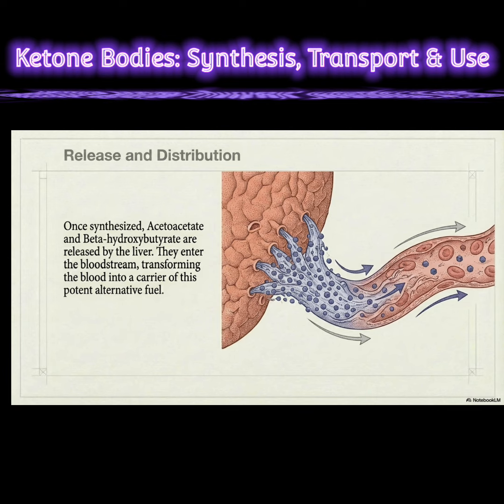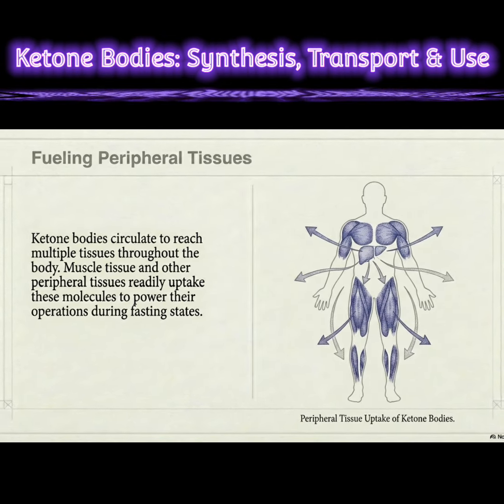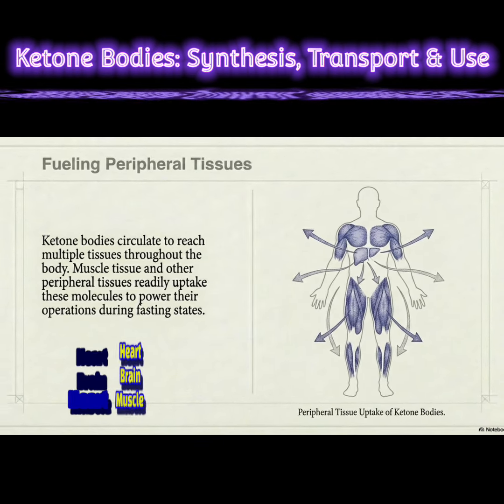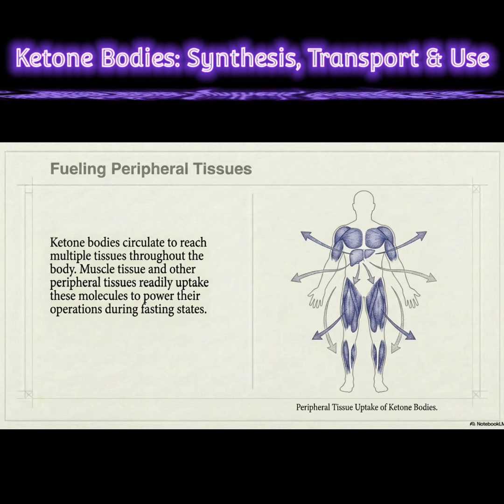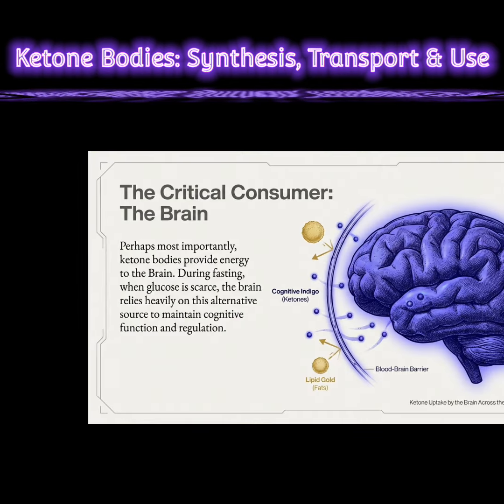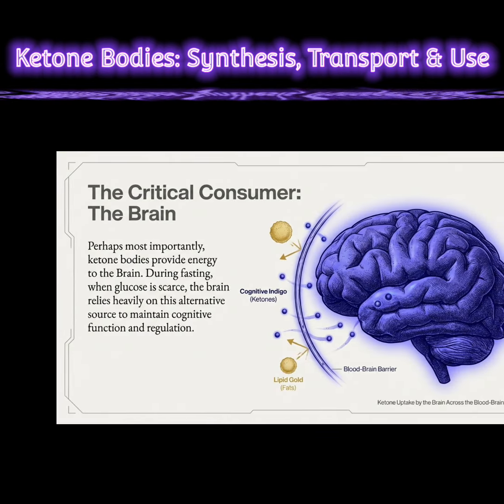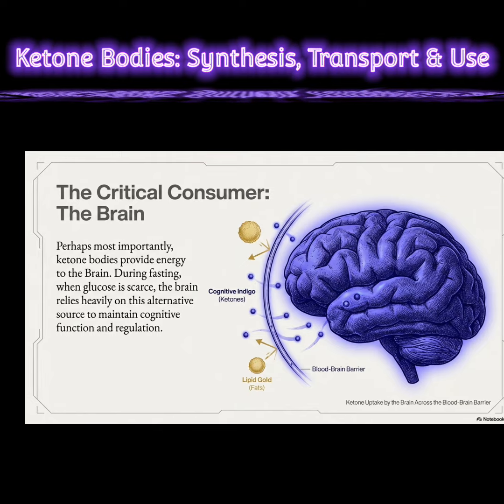So which tissues can actually use these ketone bodies? Well, a bunch of important ones. The heart can use them. The brain can use them. And even skeletal muscle can use them for energy. So pretty much everything. Yeah, it's a really important alternative fuel source when glucose is scarce, especially when you're fasting, right?